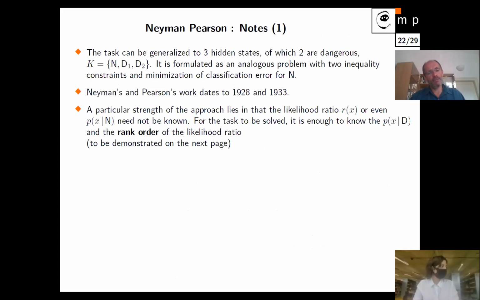One thing. By the way, this is probably the oldest formulation of a statistical decision-making problem. It can be generalized to more dangerous states because you can add more constraints. And the only thing you actually need to know is this ratio, the likelihood ratio.